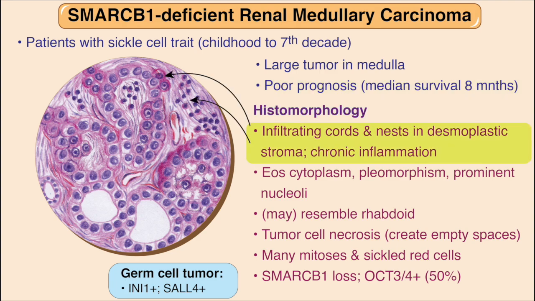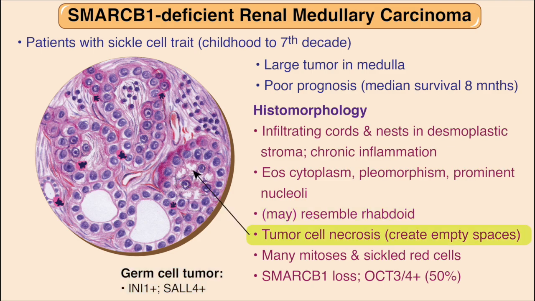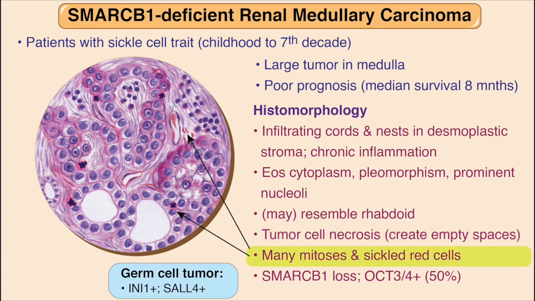The tumor demonstrates infiltrating cords and nests in a desmoplastic stroma, often with chronic inflammatory cell infiltrate. Neoplastic cells display eosinophilic cytoplasm, marked nuclear pleomorphism, vesicular chromatin, and prominent nucleoli, and eosinophilic cytoplasm sometimes mimicking a rhabdoid morphology. Individual tumor cell necrosis frequently creates round empty spaces. The tumor shows numerous mitoses.